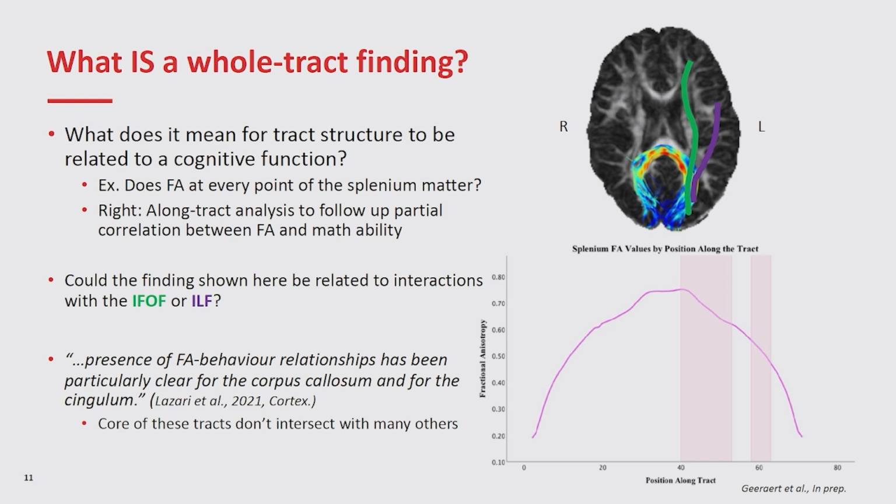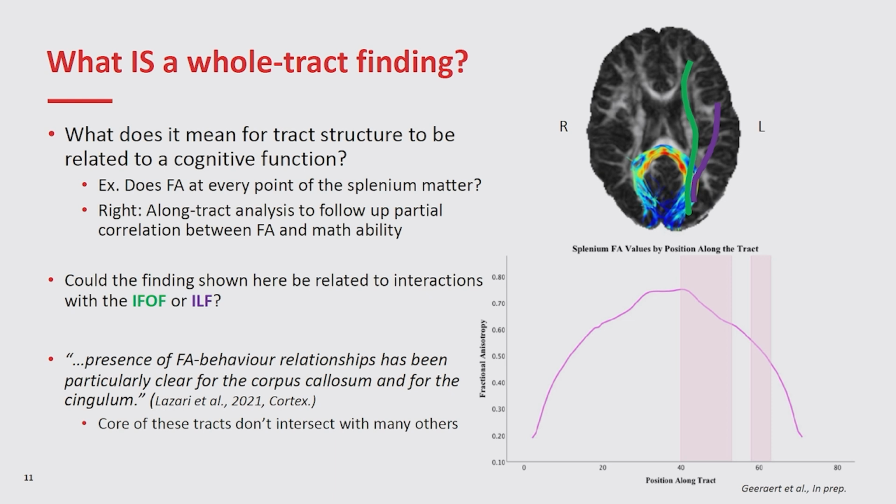This is a huge tract, right? It's bilateral, connecting many different cortical regions, involved in many different types of processing. So it's probably not the case that FA values at each point of that splenium are related to math ability. It's probably just a more limited relationship that's being broadened across the whole tract. And indeed, when we followed up with an along-tract analysis, which we've heard about before in our session today, we saw areas where this partial correlation was replicable, or significant in the along-tract analysis, and areas where it wasn't. Those are the shaded bars. Hopefully you can make them out from your seat.